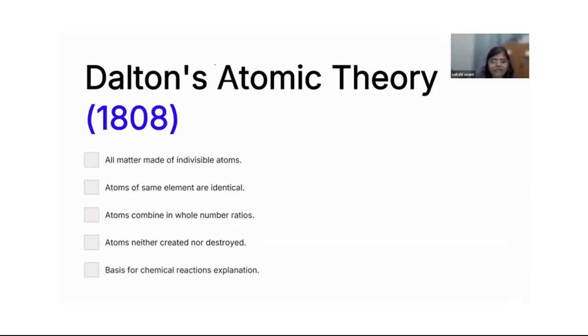Okay, so what is Dalton's atomic theory? Let us quickly go through it. He said that all matter is made up of indivisible atoms, right? Atoms of the same element are identical. Atoms combine in whole number ratios. Atoms can neither be created nor destroyed. And atoms are the basis for the explanation of chemical reactions, right?